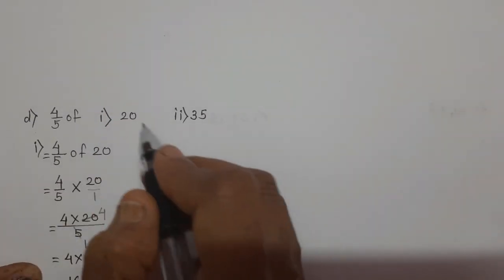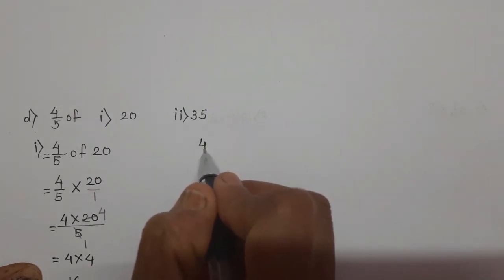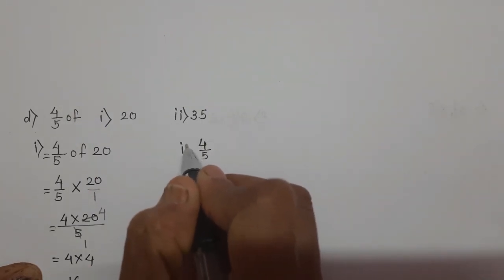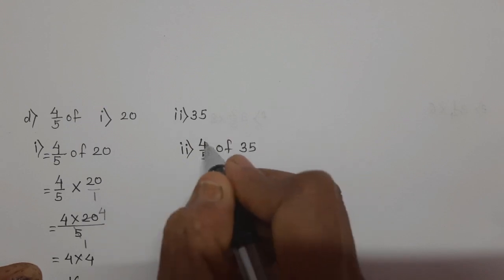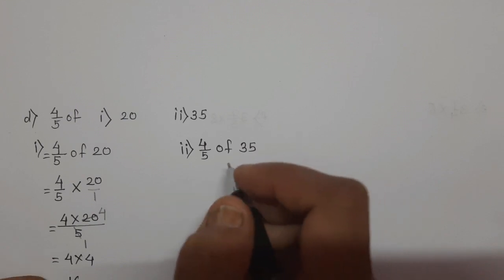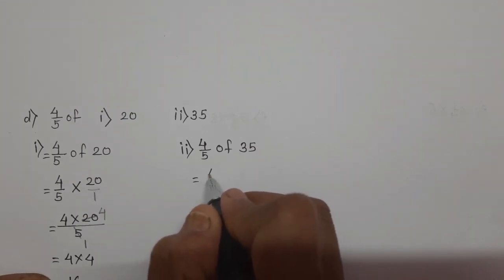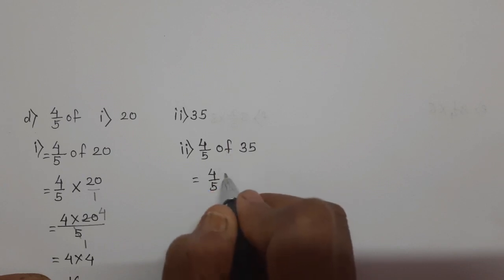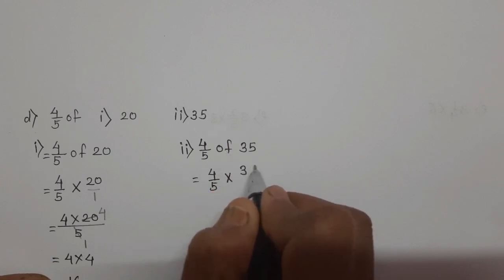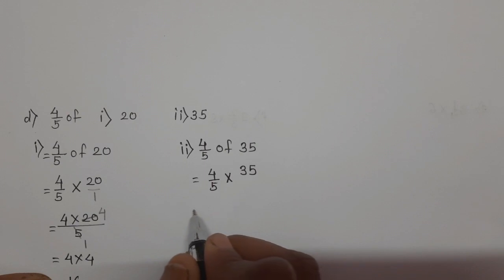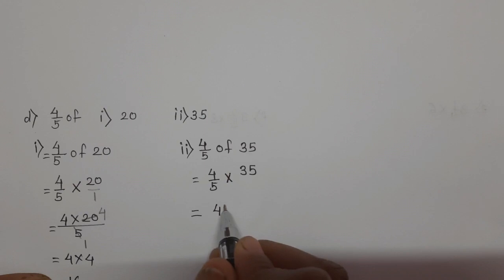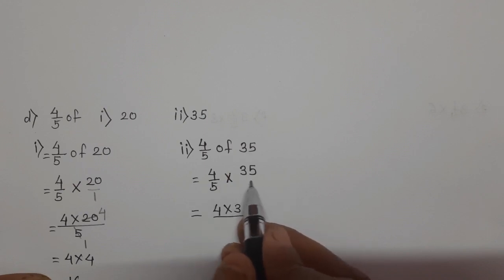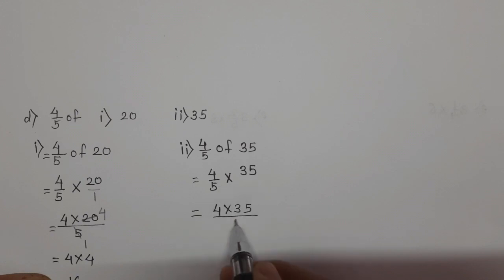Now next one, 4 upon 5, second one. From this 4 upon 5 of 35. What we have to find? 4 upon 5 of 35. So write here 4 upon 5 as it is, in the place of of write multiplied by 35. Okay, so is equal to, now what we are going to do, numerator and numerator multiplied, so 4 multiplied by 35. Okay, for 35 there is no denominator means 1, so 5 into 1, 5.